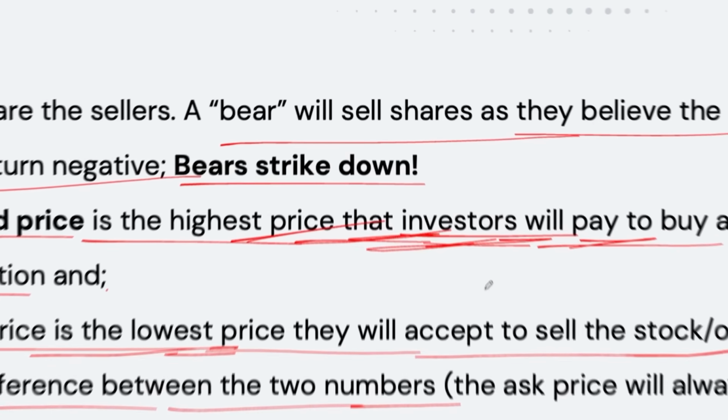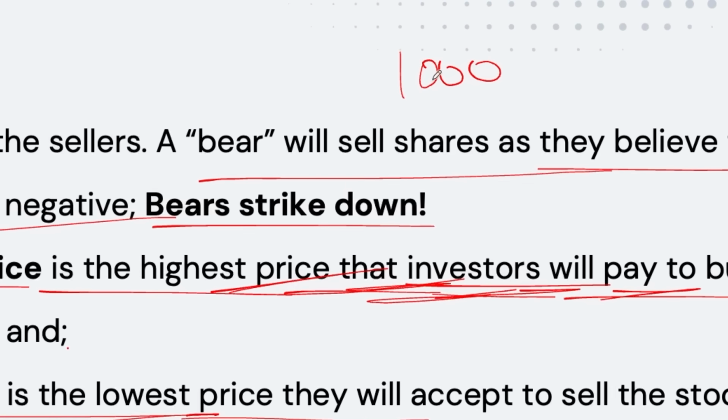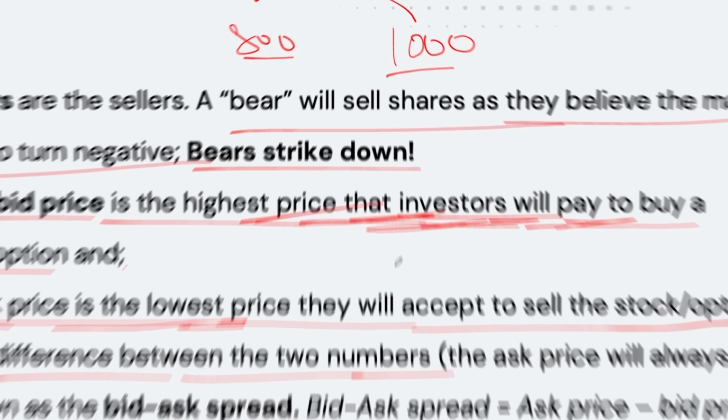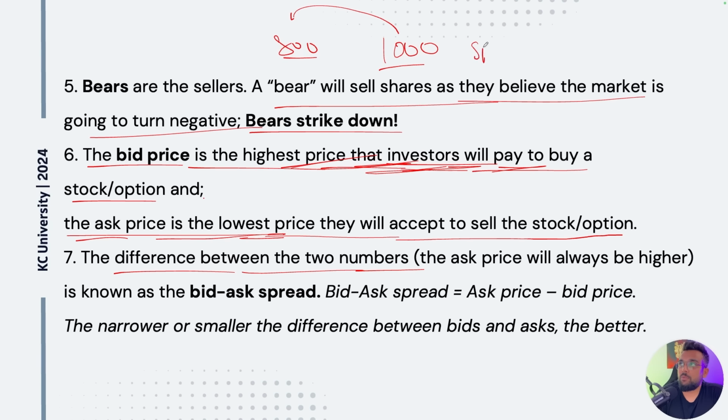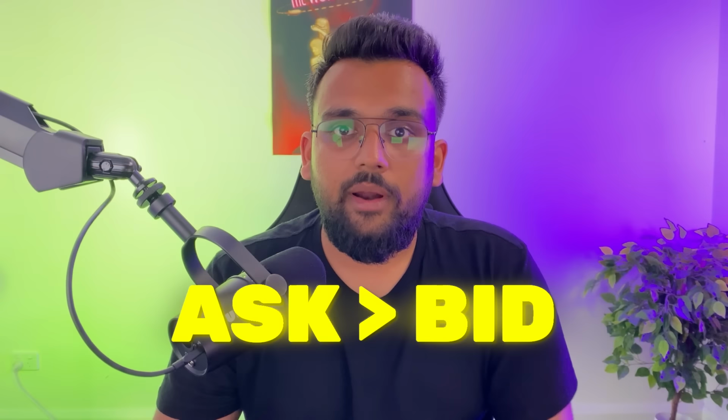The difference between the two numbers, let's say you want to have a $1,000 phone and he wants to give you $800. The difference between them is called the spread. You might have heard the word spread. Spread simply means ask minus bid.